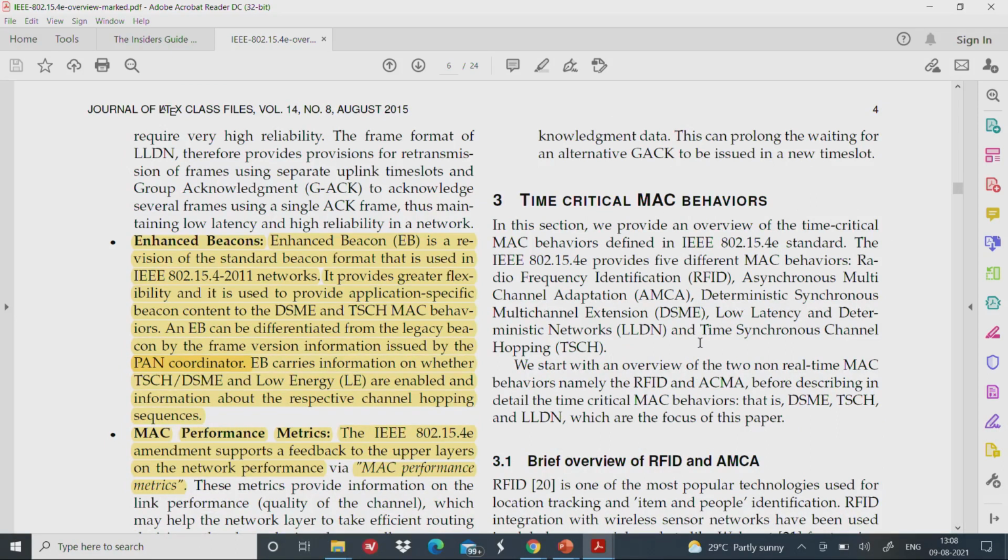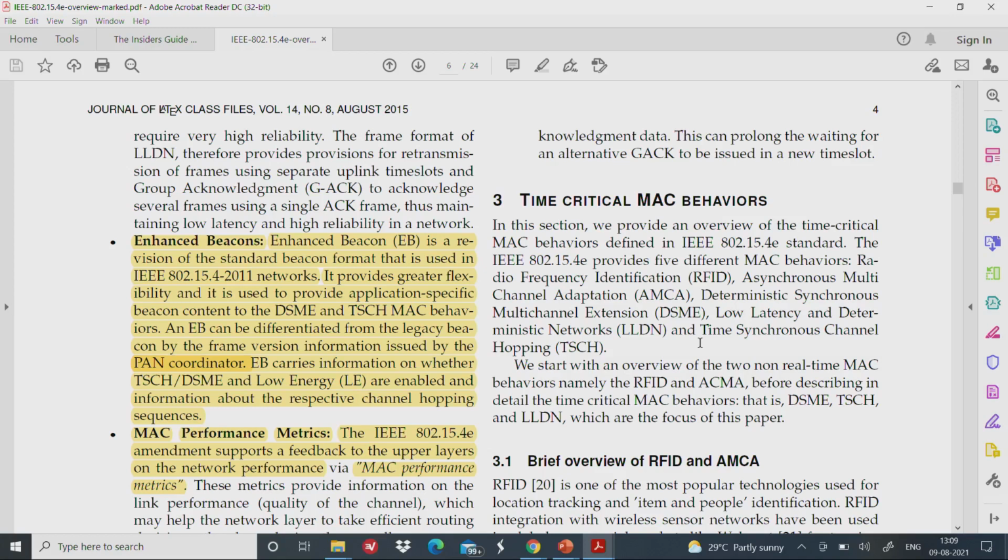Apart from that, the enhanced beacon is an important thing. We had beacons in the 15.4 world, here we have enhanced beacon, and this EB carries information about whether time synchronized channel hopping and low energy are enabled, and information about the respective channel hopping sequences, all that is held in the EB part of the beacon. So, it is not the old beacon we knew in the 15.4, but it is indeed the enhanced beacon format.